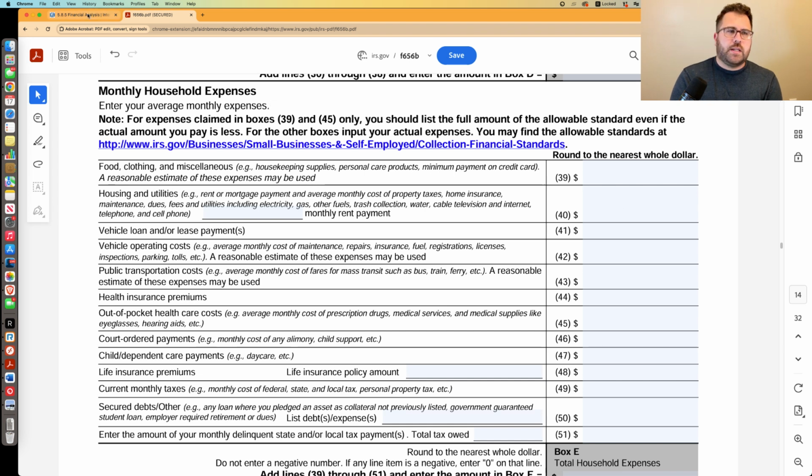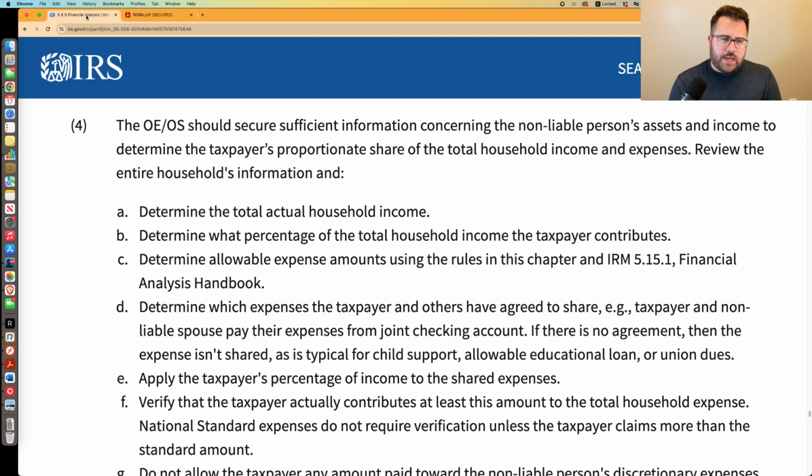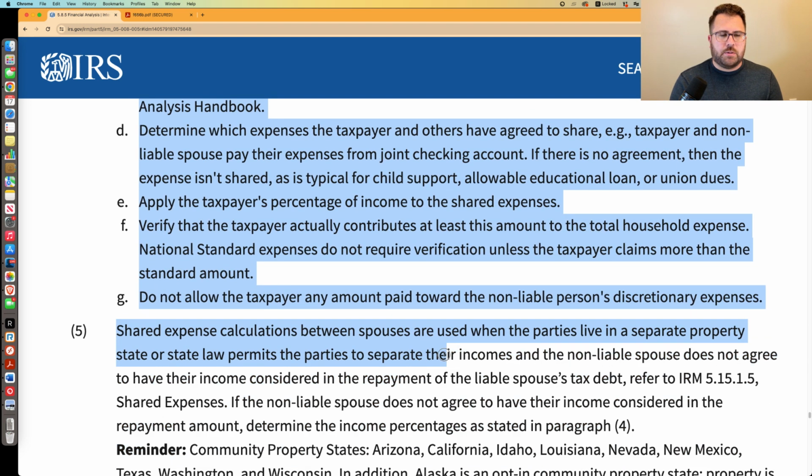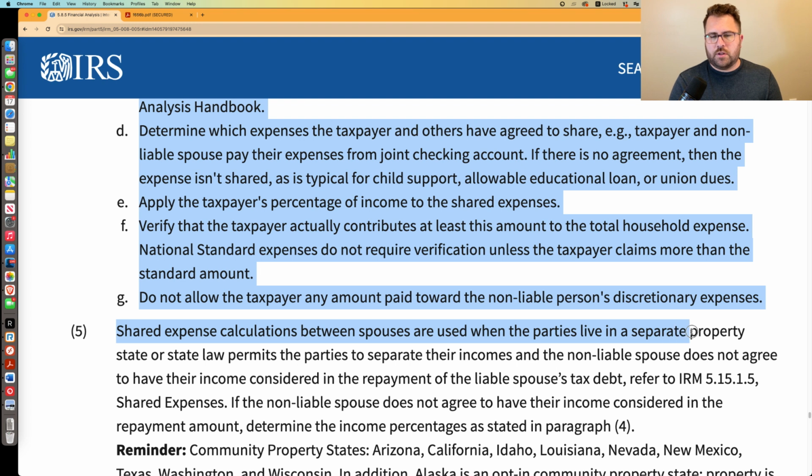right? But because there's a non-liable spouse, and we know that the offer examiner, the offer specialist, is going to do this anyway, the guideline I tell my staff and myself when I'm reviewing this stuff is to look at this here, because this is what the IRS is going to do.